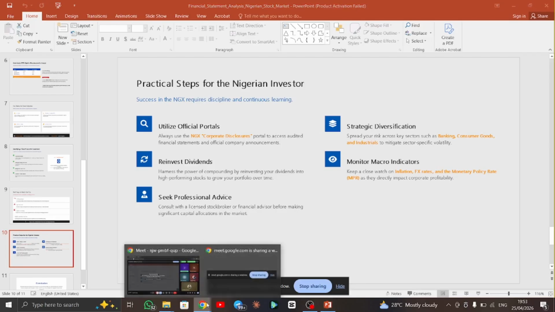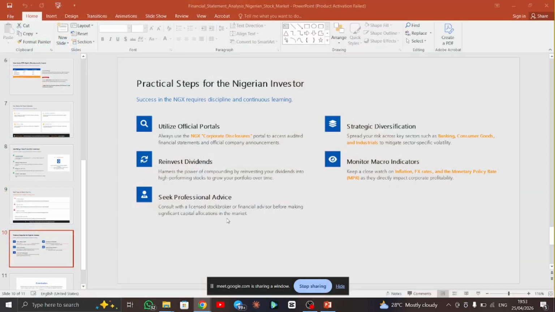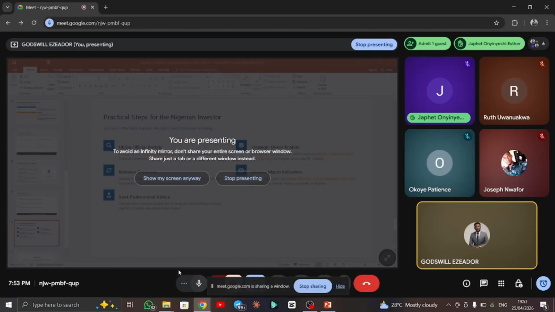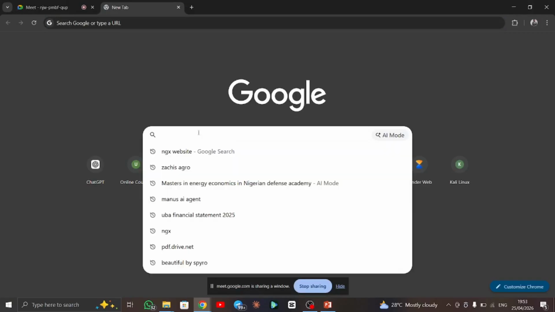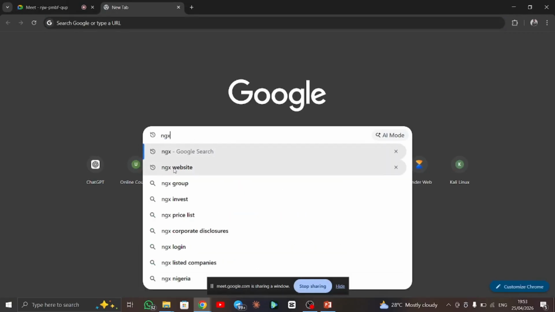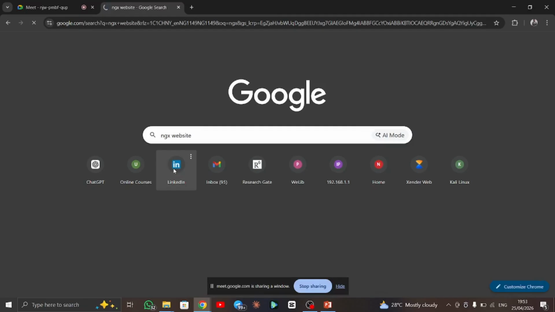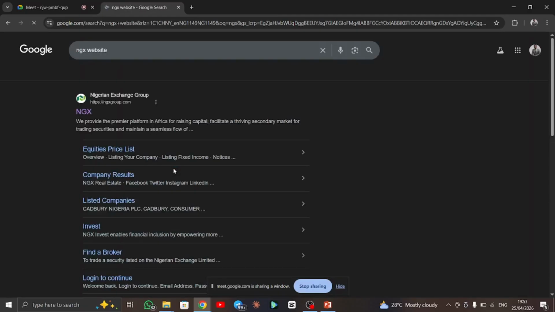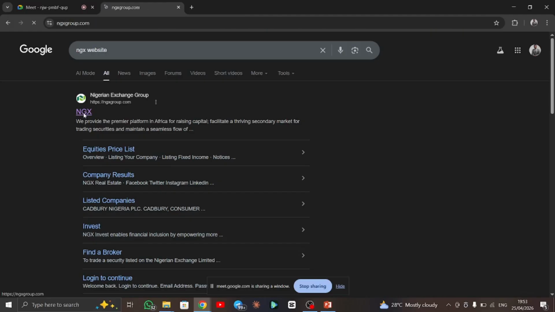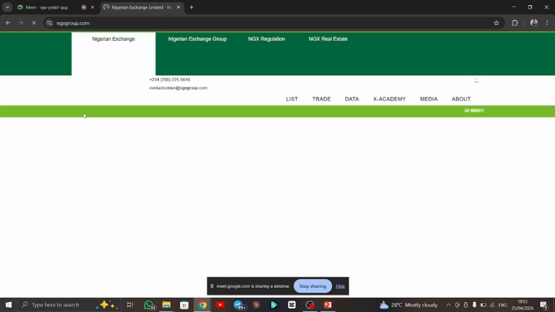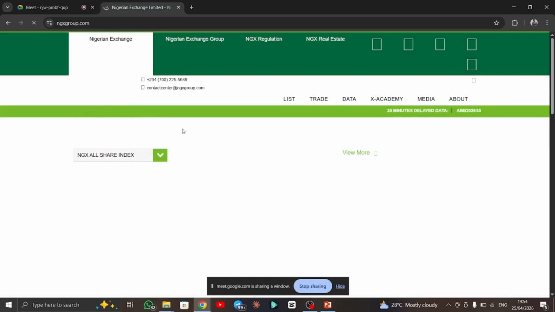So now I would like to show us something on how to read and where to get the account statement. So you can just go to NGX. I think this is their website. Then on their website, you can get some information.